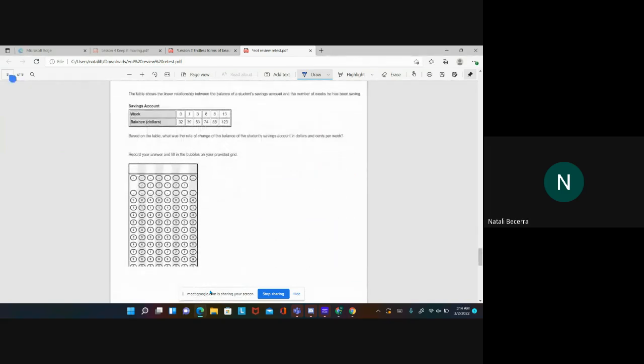All right, last two. It says the table shows the linear relationship between the balance of a student's savings account and the number of weeks he has been saving. Based on the table, what is the rate of change of the balance of the student's savings account in dollars and cents per week? So you should know that rate of change is slope. So we're going to use a slope formula, y2 minus y1 over x2 minus x1. So I picked 2 points. I'm going to pick this one, so I'm going to write it, 0, 32.